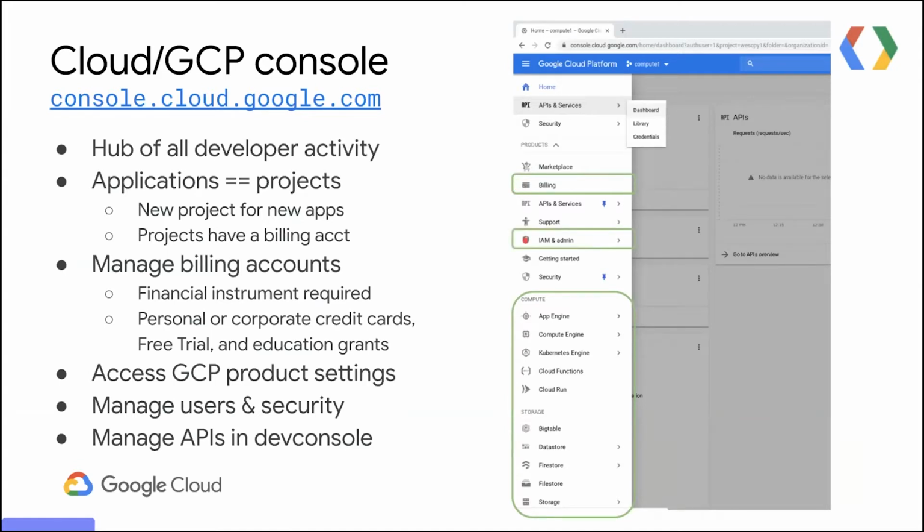Billing is where you add your financial instrument to support this project that you're working on. If you're working with other users, the IAM and admin tab will be where you allow other users to work on your project. They can have edit access, they can have view-only access, they can have owner access. You decide who has what permissions. And then lastly, but I think most importantly, is the API manager, where you turn on or enable which APIs you want to use, as well as get the credentials so that you can access those APIs. So those are the main chunks of the Cloud Console.